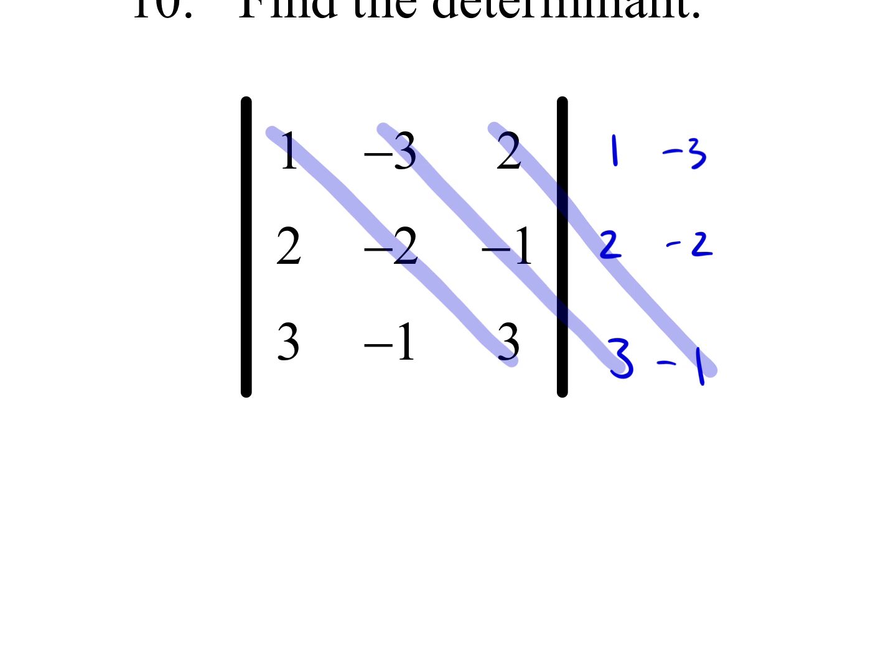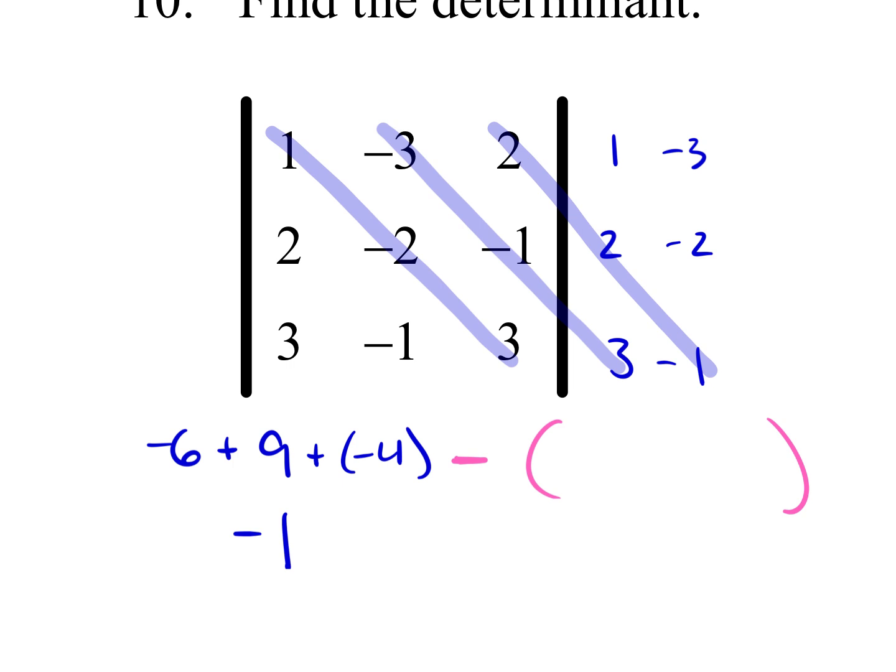What's 1 times negative 2 times 3? Negative 6. Plus, what's negative 3 times negative 1 times 3? 9. Plus, what's 2 times negative 1? Negative 4. So we have negative 6 plus 9 minus 4. What do we get? Negative 1. Awesome. That would be our majors.